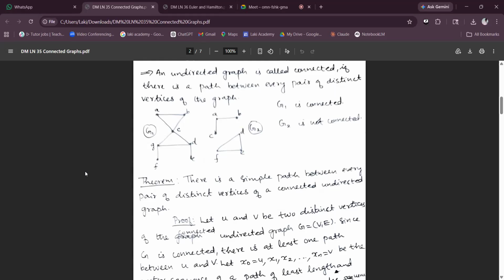But in graph G2, there is no path between B to F or A to D, because there are no edges connecting A to D. So G2 is not a connected graph, G1 is a connected graph. All vertices should be connected, then only it's connected.